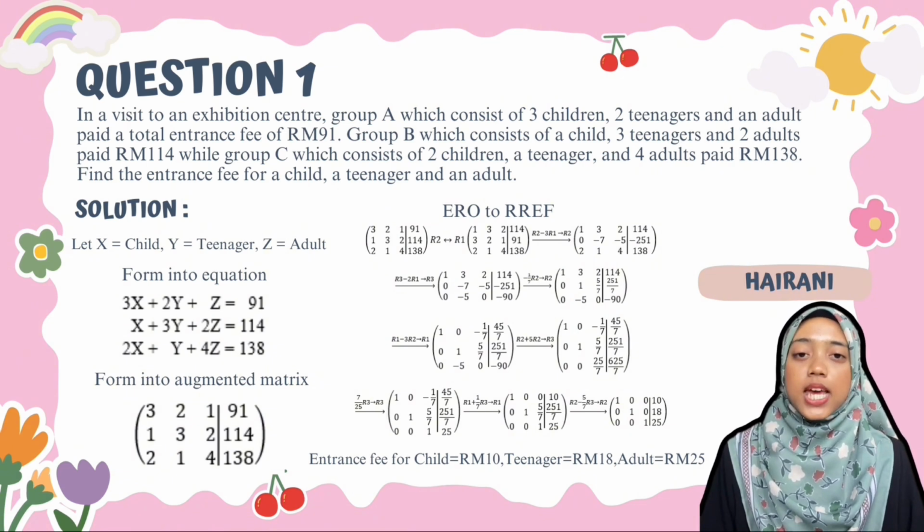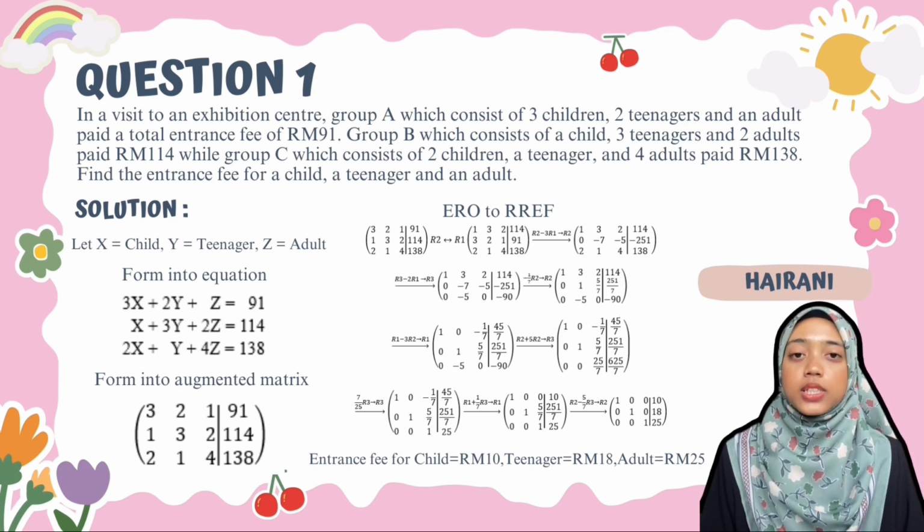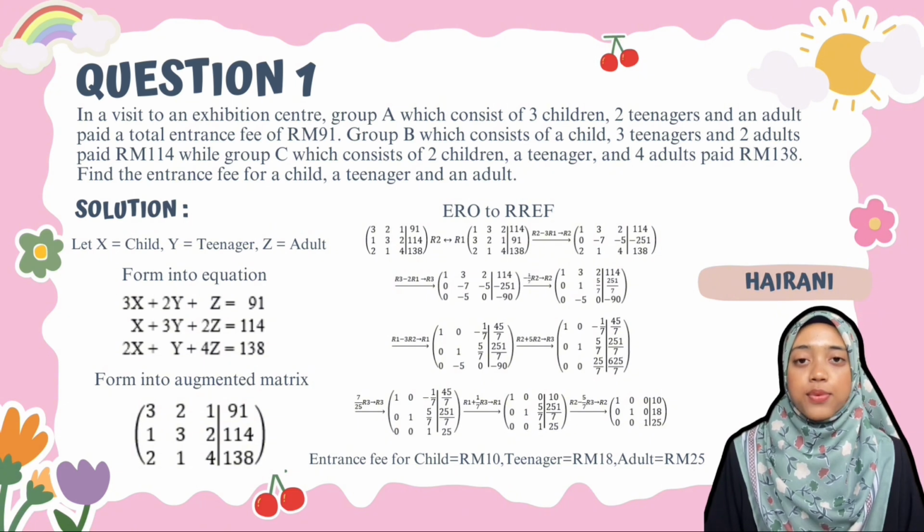After that, we use elimination row operations until we get REF or RREF. In this case, we use ERO until we get RREF. Lastly, we get the entrance fee. For a child is RM10, for a teenager is RM18, and for an adult is RM25.